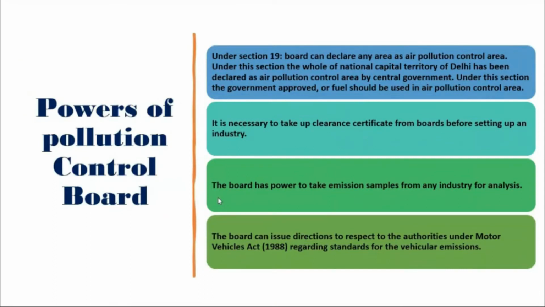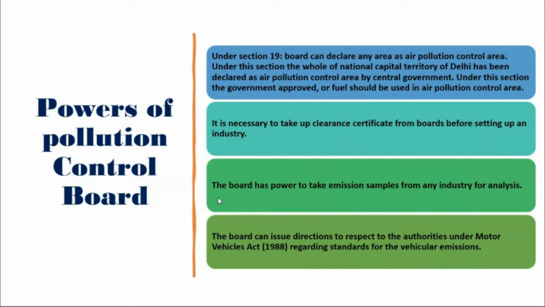So these were the functions of state boards and the central boards. Now, what are the powers of the pollution control boards? Under section 19, boards can declare any area as an air pollution control area. Like the central government has notified the National Capital Territory of Delhi as an air pollution control area. So the domain of air pollution control in the NCT, not the whole of Delhi, but the NCT, is under the central government, basically under the Central Pollution Control Board.